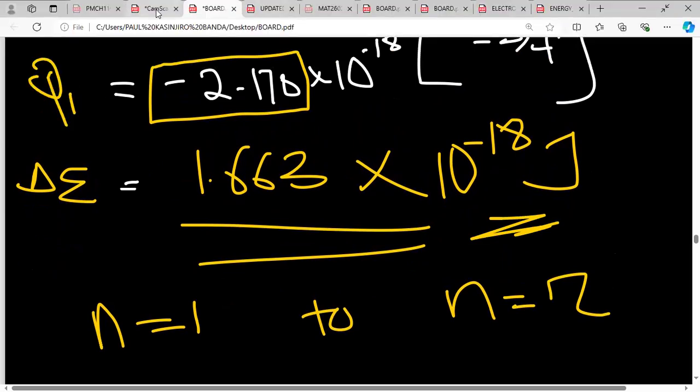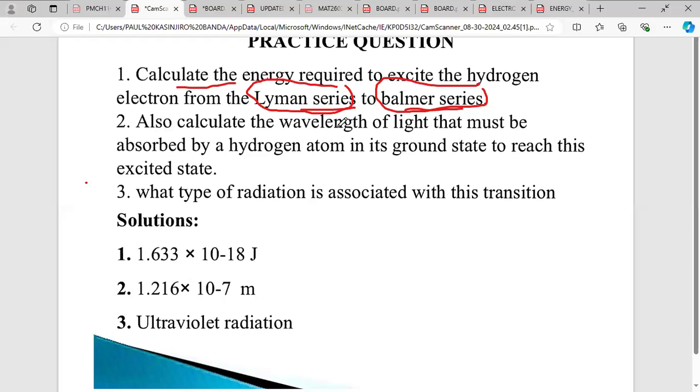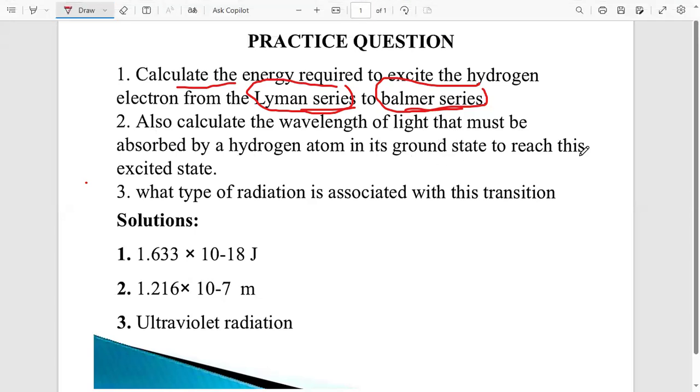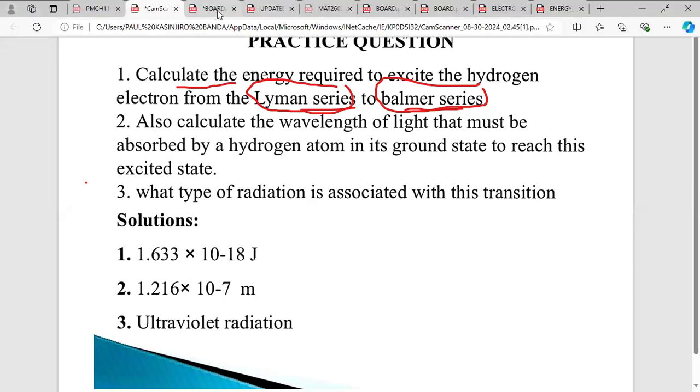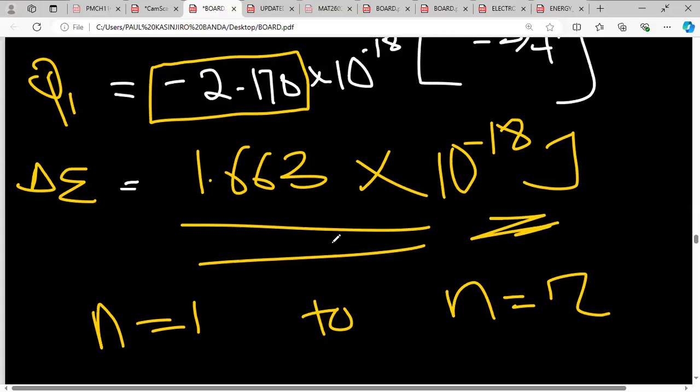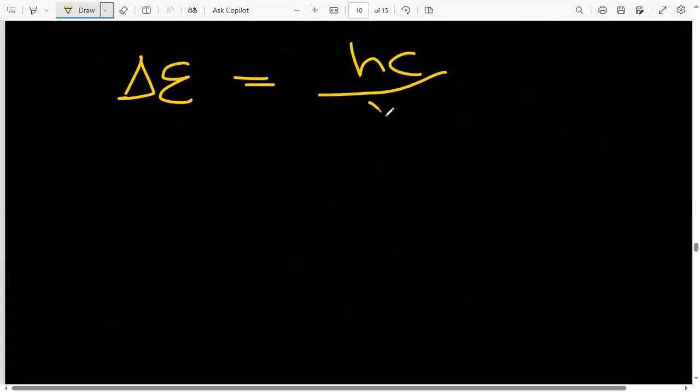And then let's look at the other question. The other question, they're saying also calculate the wavelength of light that must be absorbed by the hydrogen atom in its ground state to reach this excited state. Okay, so ground state is just the energy level number 1, which is associated with the Lyman series. So how are we going to calculate the wavelength? We know that the change in energy can also be given by this formula, which is Planck's constant multiplied by the speed of light divided by the wavelength. So we can make the wavelength the subject of the formula.